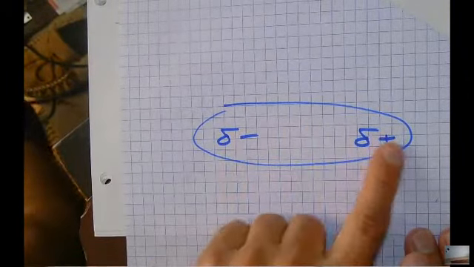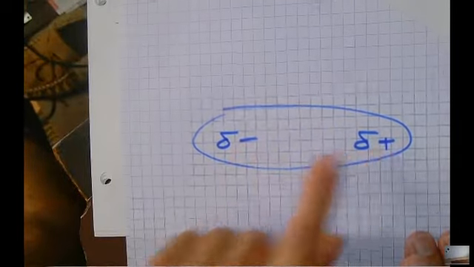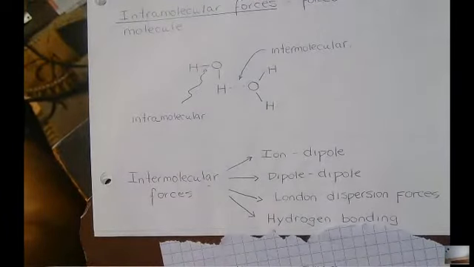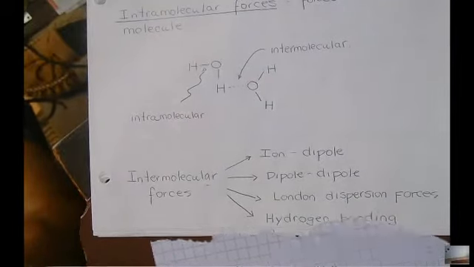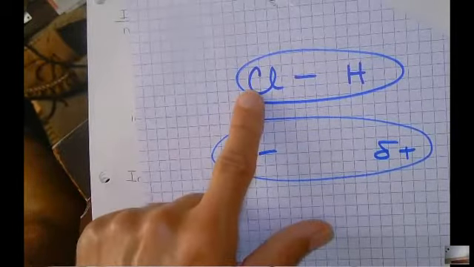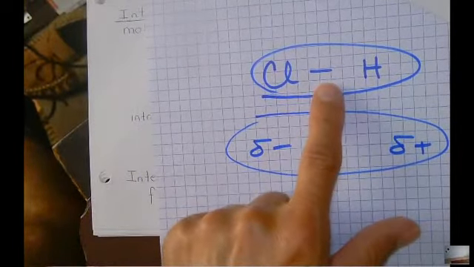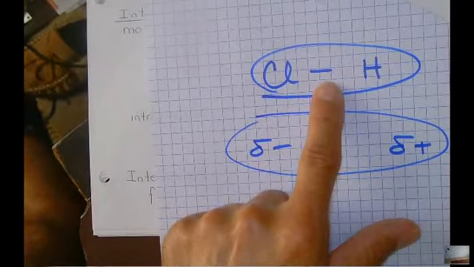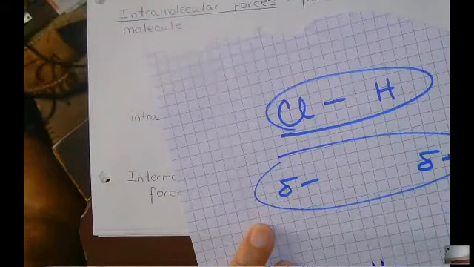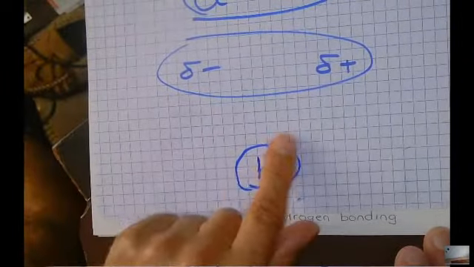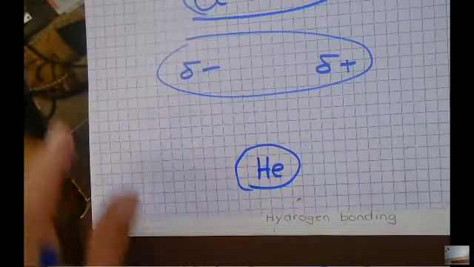The charges are not distributed equally. One side is negative and then the other side is positive. I'll give you an example. Example of that would be HCl. In that molecule, the chlorine is the negative side and the hydrogen is the positive side. This is a dipole molecule. It has 2 poles. Very different than something like a helium atom, which is super symmetrical and its charge distribution is evenly distributed. It doesn't have sides to it.